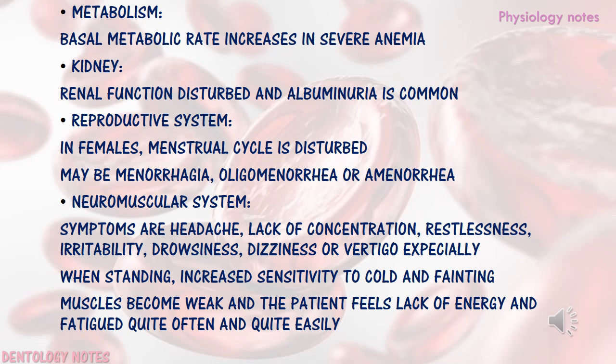Reproductive system: in females, menstrual cycle is disturbed. May be menorrhagia, oligomenorrhea or amenorrhea. Neuromuscular system: symptoms are headache, lack of concentration, restlessness, irritability, drowsiness, dizziness or vertigo especially when standing, increased sensitivity to cold and fainting. Muscles become weak and the patient feels lack of energy and fatigued quite often and quite easily.